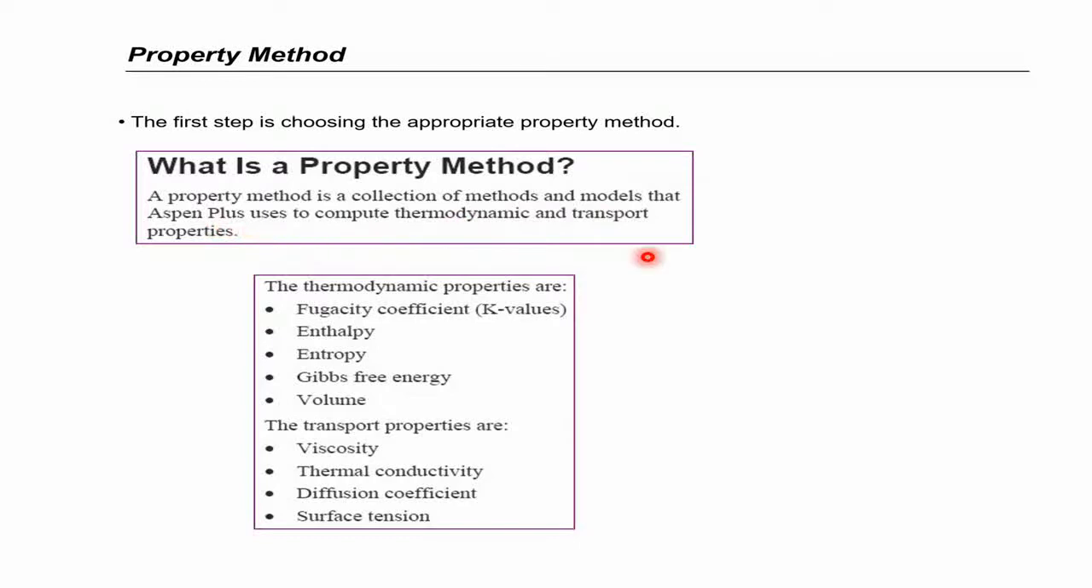Here you can find the list of the most important properties used by Aspen or HYSYS in simulations. They are divided into two groups: thermodynamic, fugacity, enthalpy, entropy, Gibbs energy and volume or density, and transport properties: viscosity, thermal conductivity, diffusion, and surface tension.